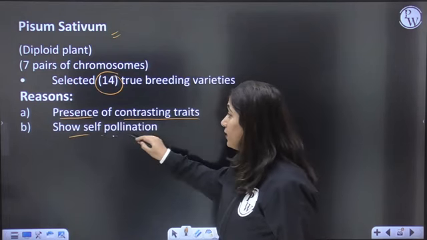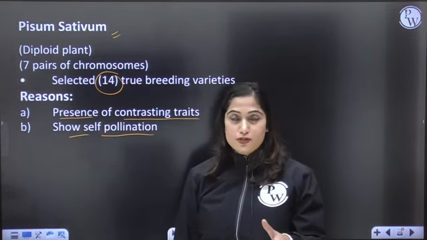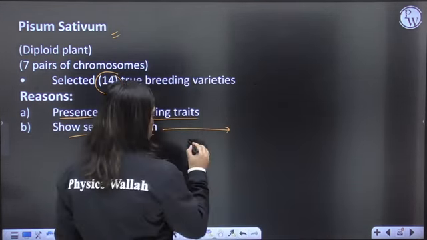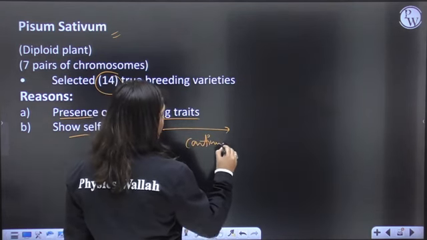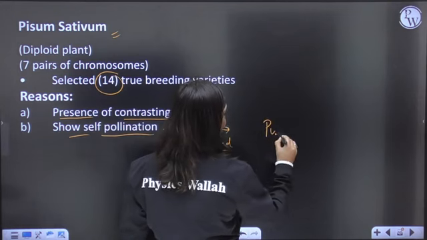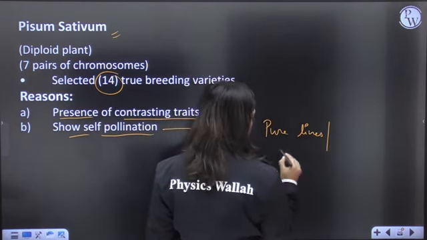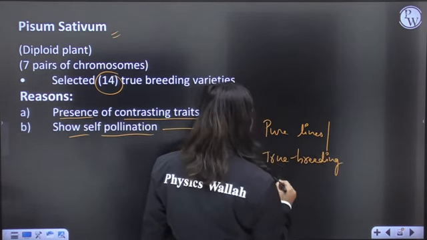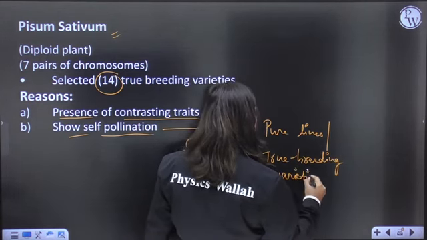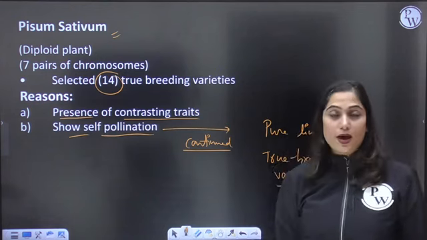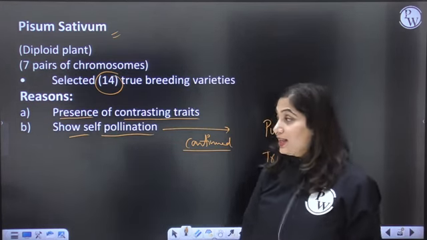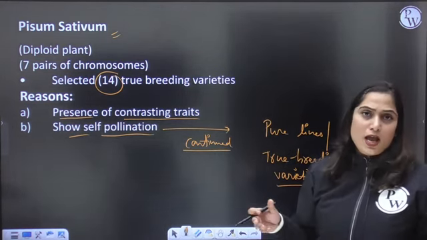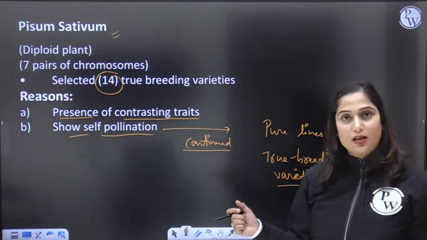And generally, Pisum sativum shows self-pollination, and because of the continued self-pollination, we get pure lines or true breeding varieties. We get the homozygous individuals or the true breeding varieties because of the self-pollination shown by Pisum sativum. And there's a line in NCERT that these pure lines or true breeding varieties show stable inheritance. And we have a choice of cross-pollination also by artificial hybridization.